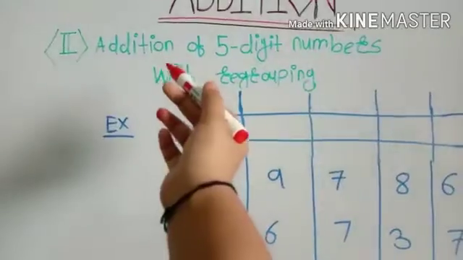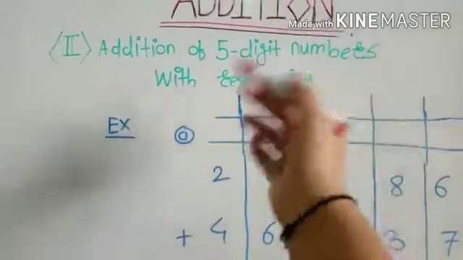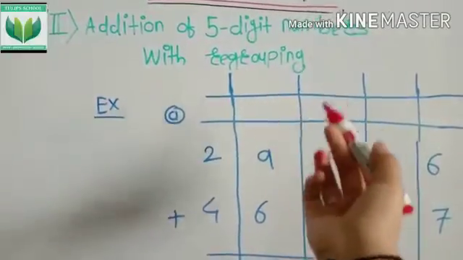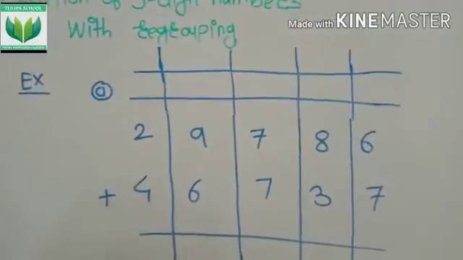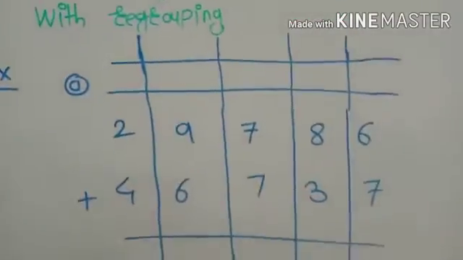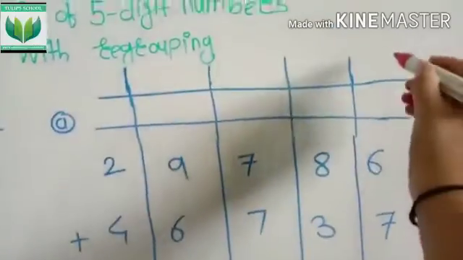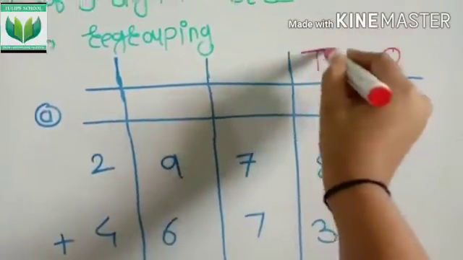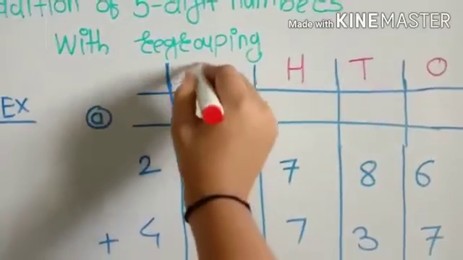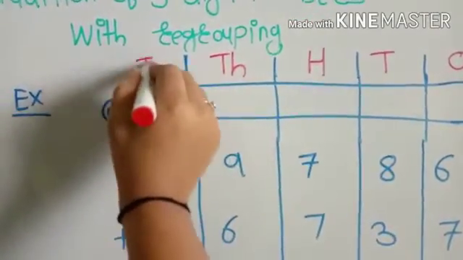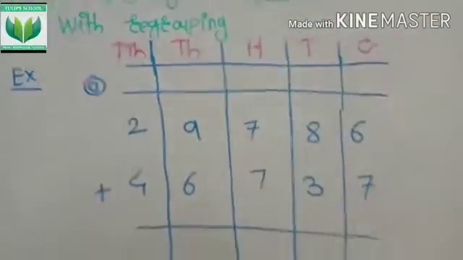Now our second point, addition of 5-digit numbers with regrouping, which means with carry. Here I wrote one example. First of all, we have to write the place of each digit: ones, tens, hundreds, thousands, and the last one is ten thousands.